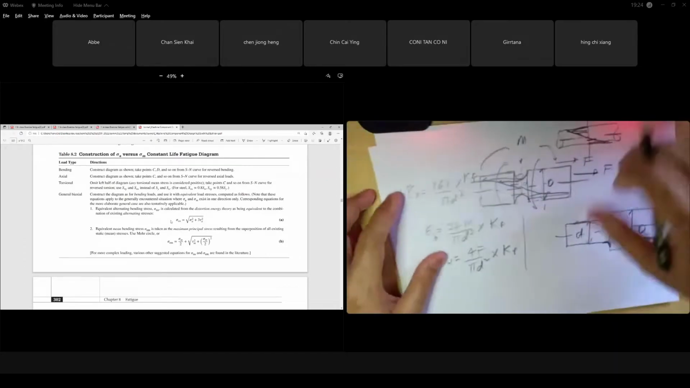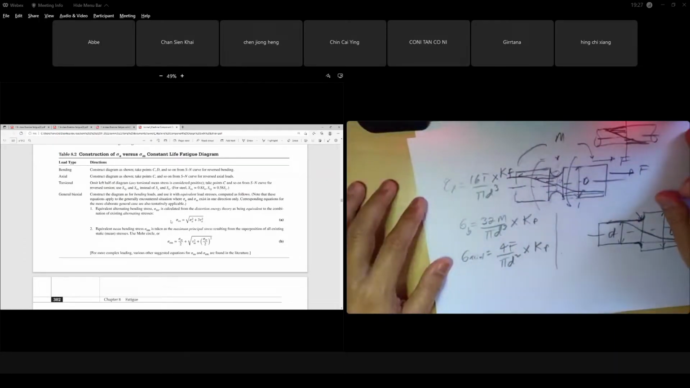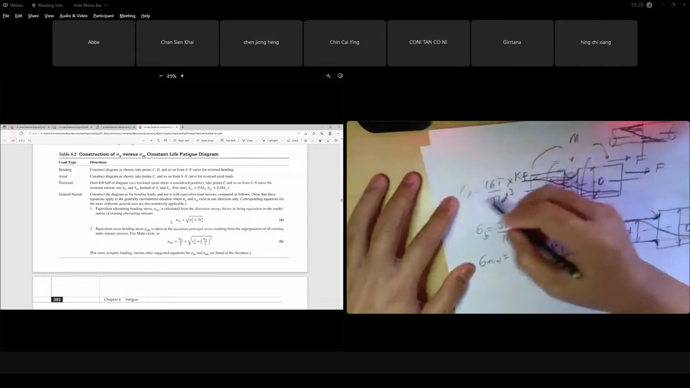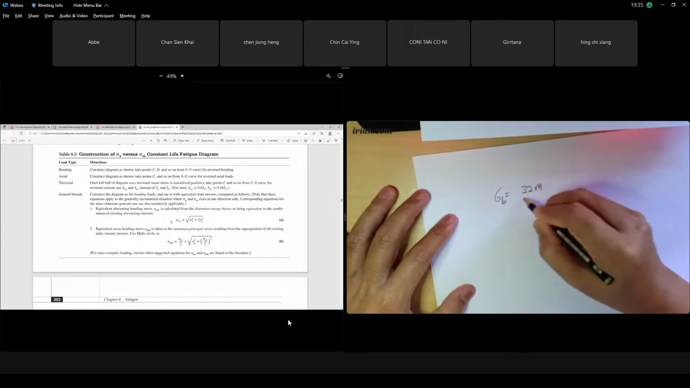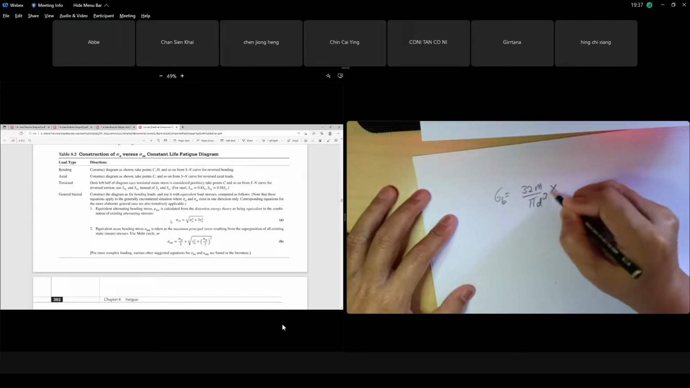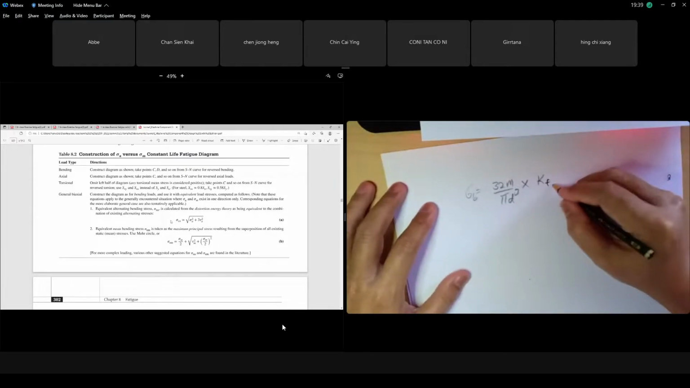I hope you understand what I'm talking about. So all of this has to be multiplied. Okay, the bending stress just now, bending is 32 moment over pi d cubed, you have to multiply by Kf bending case.